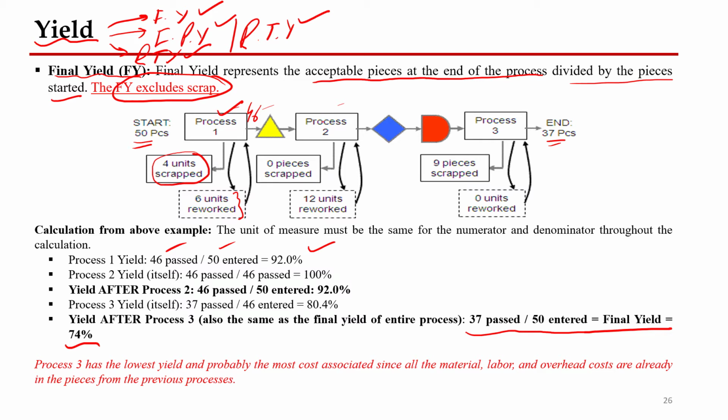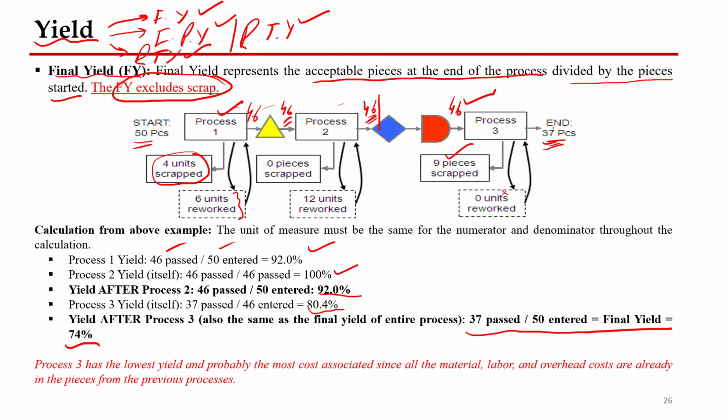Now if I talk about process 2, the input for process 2 is 46. There is no scrap, but there are 12 reworks, so the output is also going to be 46, which is 100%. But if I talk about the final yield from the start up to process 2, it is going to be 46 divided by 50, which is again 92%. Now if we go to process 3, the input is 46, but 9 are scrapped. There is no rework, so the output is going to be 37, because 46 minus 9 is 37. So the final yield of process 3 alone is 37 divided by 46, which is 80.4%.